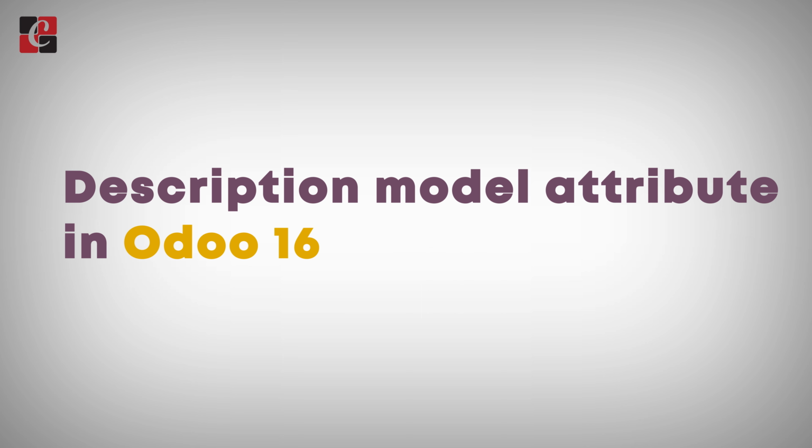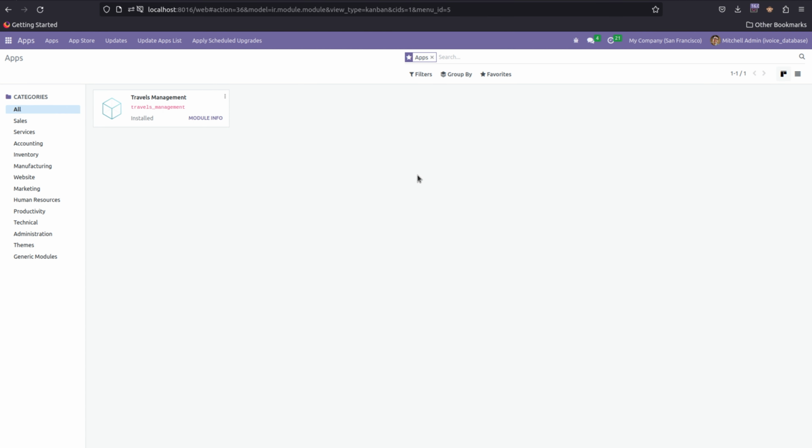Everyone, welcome back. Today we are going to discuss the description model attribute in Odoo 16. This attribute provides an informal, human-readable name for the model. It also helps users and developers understand the content and purpose of the model clearly, and it is not used for any functional purpose. Let's see how this works in Odoo.